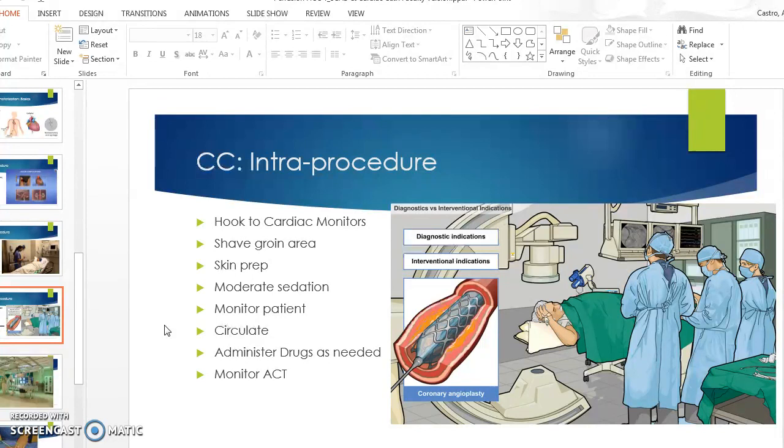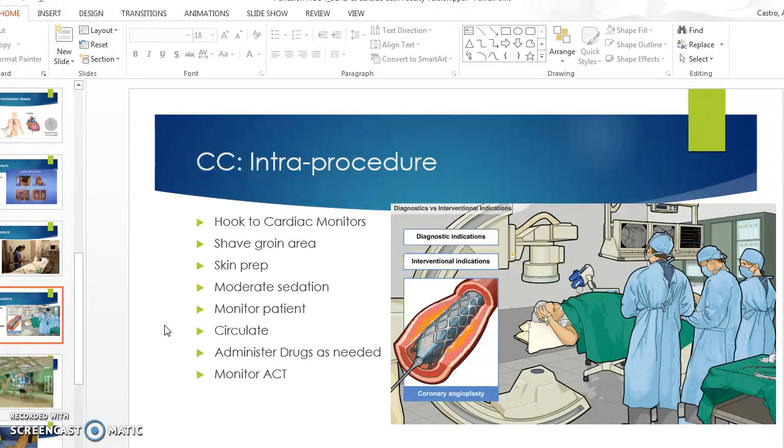So circulating includes if the doctor needs a different catheter, or a piece of equipment fell off the table or became contaminated, you would go get that for them, or you would support the nurse that is monitoring the patient. You also would administer any drugs as needed, thrombolytics, or antiplatelets during the procedure.